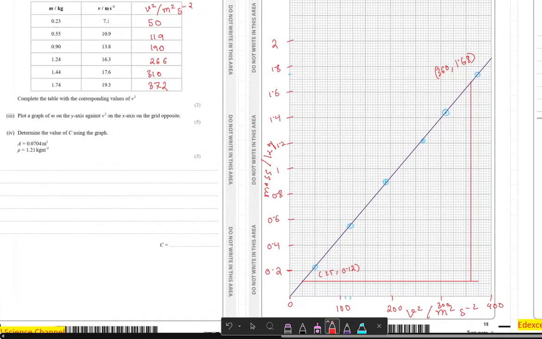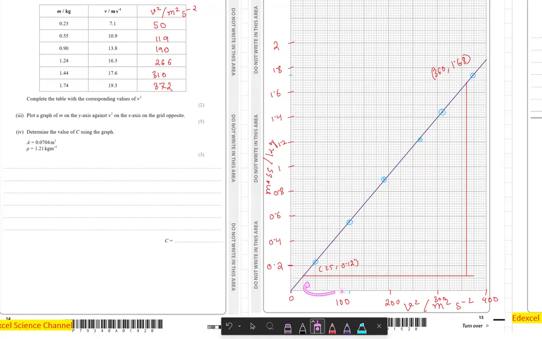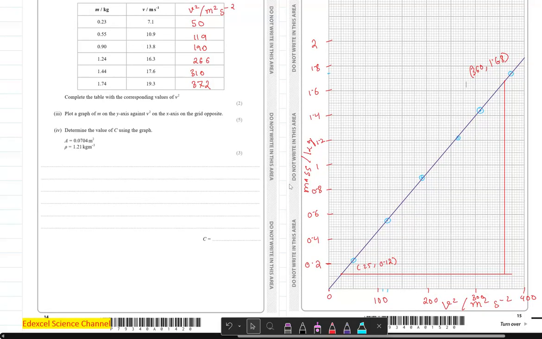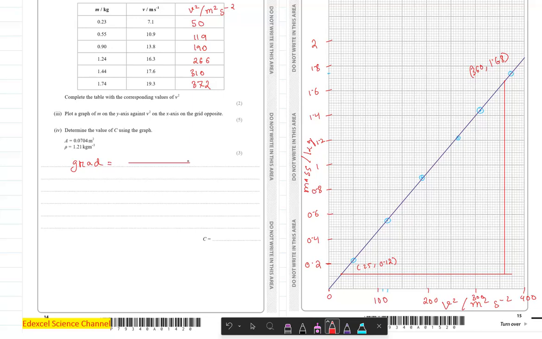I think basically the reason why they use the triangle is to find out the change in X and the change in Y. But I don't think anyone actually uses this triangle to do that because at the end we are just using Y2 minus Y1 over X2 minus X1. So that's that. But you have to draw the triangle. In the marking scheme, you see that they mention the use of a large triangle. So my gradient is going to be 1.68 minus 0.12 divided by 360 minus 25.